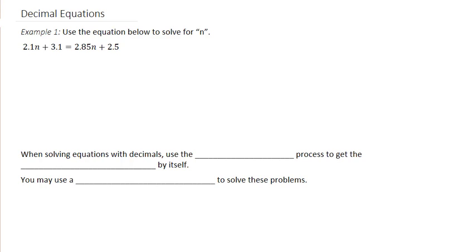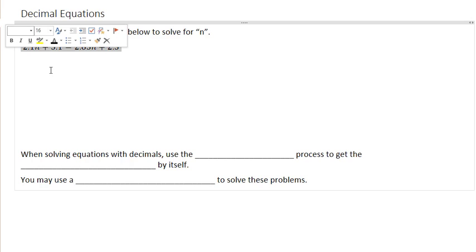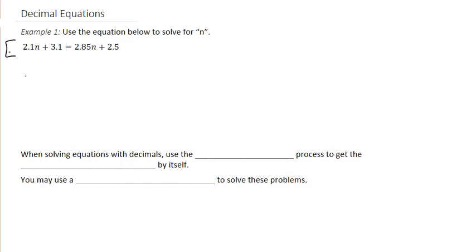Decimal equations. Example 1. Use the equation below to solve for n. So we have an equation, which is shown right here. So we will solve for that. When solving equations with decimals, we're going to use the same process to get the variable by itself. And we definitely can use a calculator on this section.